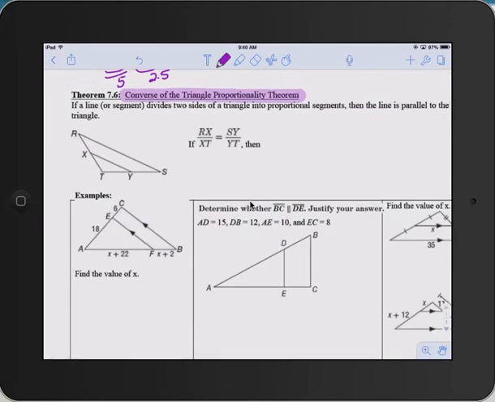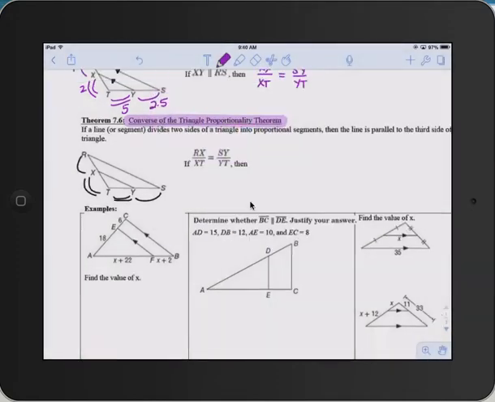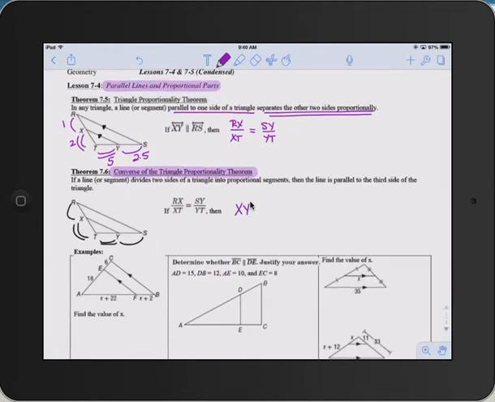And then the other way around, if you are given that RX to XT is the same ratio as SY to YT, then your conclusion would be that segment XY is parallel to segment RS. Again, I don't care about you knowing the names of those theorems or which one's the converse. I just want you to understand that if you know the segments are proportional, that'll make the two segments that look parallel, parallel, and vice versa. If the lines are given to be parallel, then it'll make the other sides proportional.